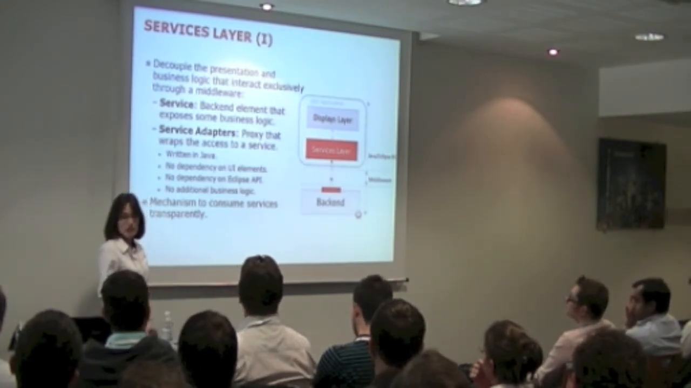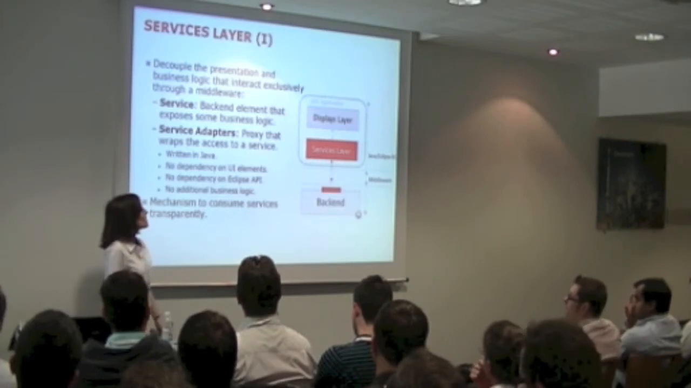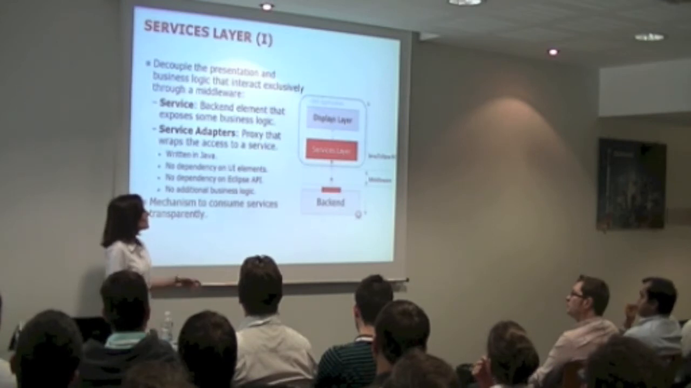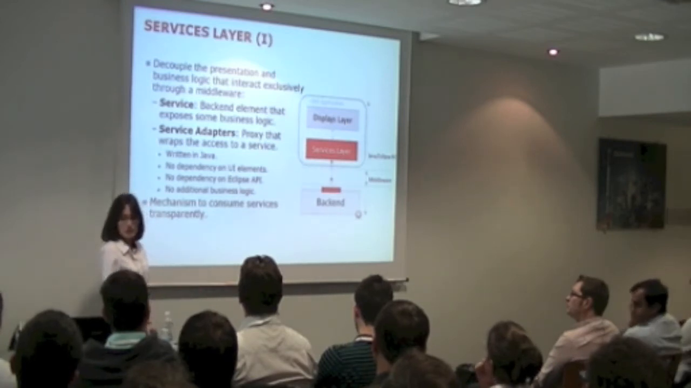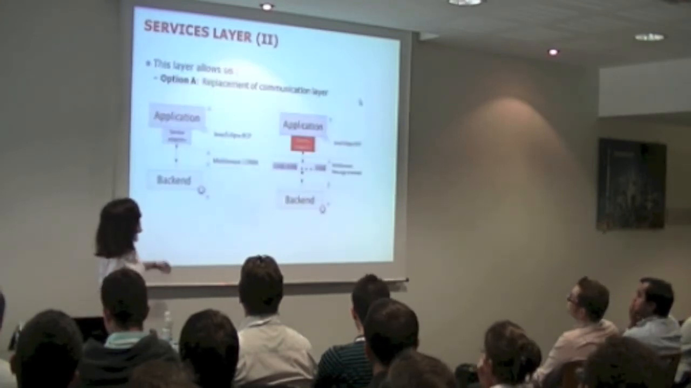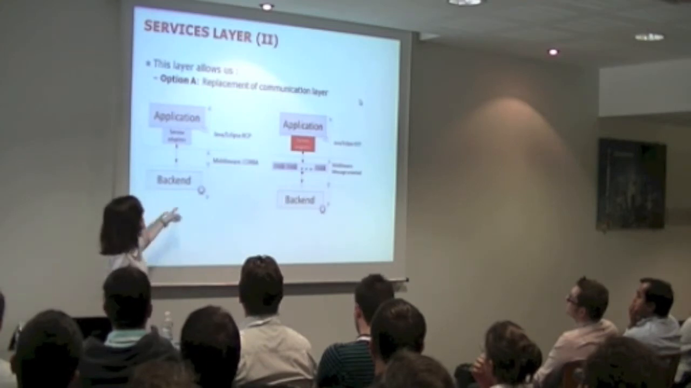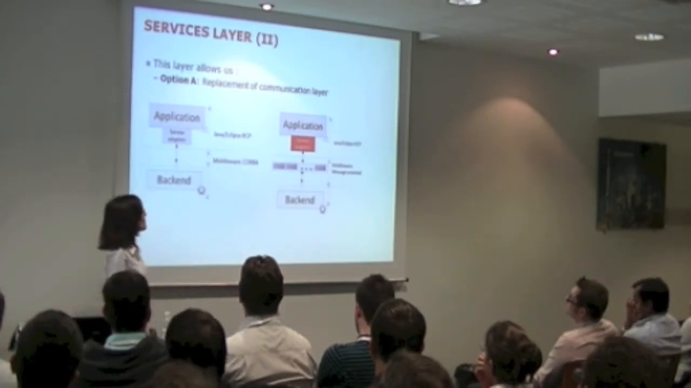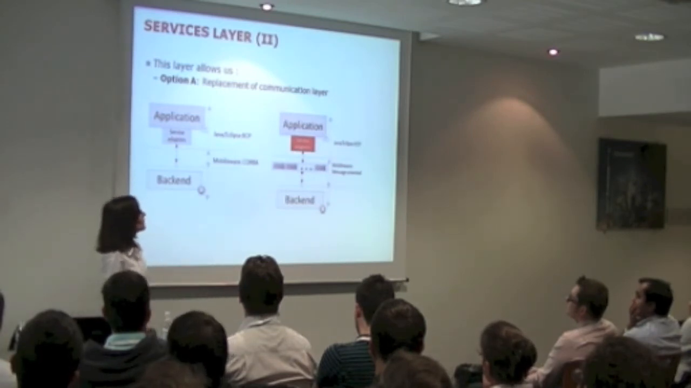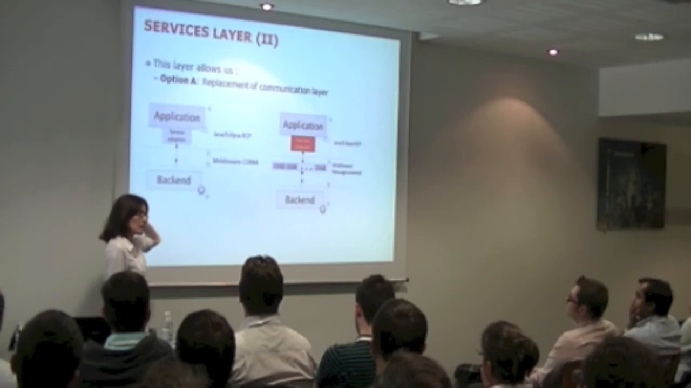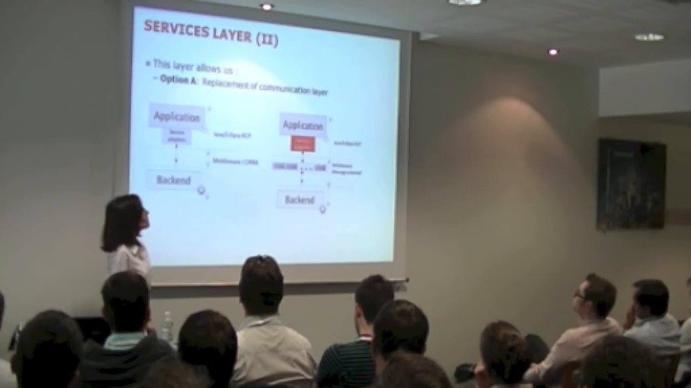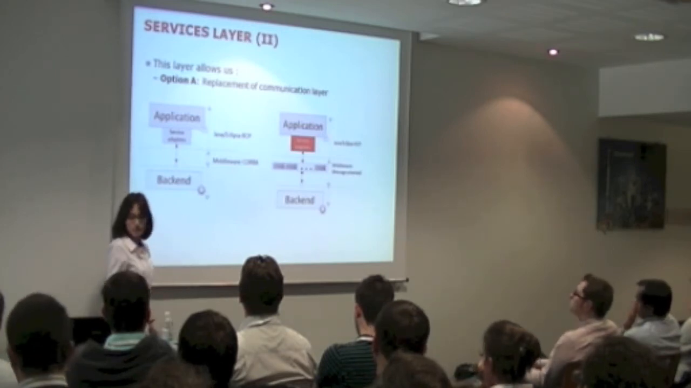This layer also provides a mechanism to consume services in a transparent way. The application doesn't care about the implementation of the service adapters. This opens two new options to us. We can replace the middleware with a different middleware. For example, if we have a Corba middleware, we can replace it with a message-oriented middleware. In this case, we only need to replace the service adapters with a new implementation of the service adapters, but we don't have to modify any graphical element.